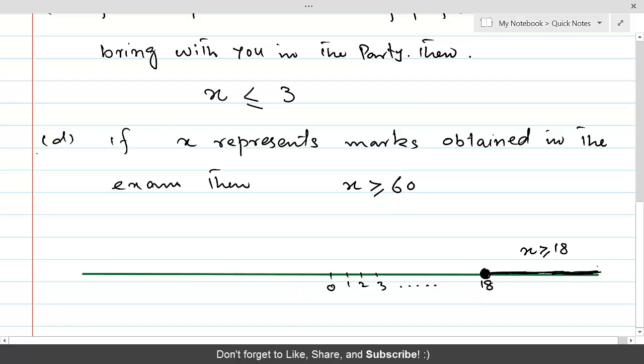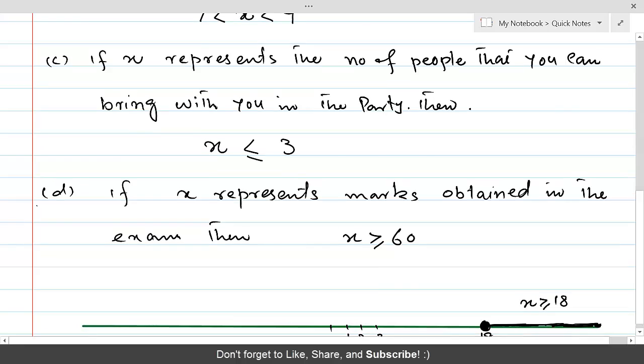So here you can see that we have covered everything. Greater than, we have covered x being right. Equal, we have covered with the solid circle. And 18, the reference value, is here, which we have already identified. So this was the graph of this inequality.